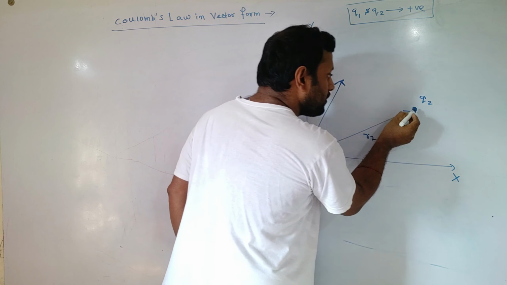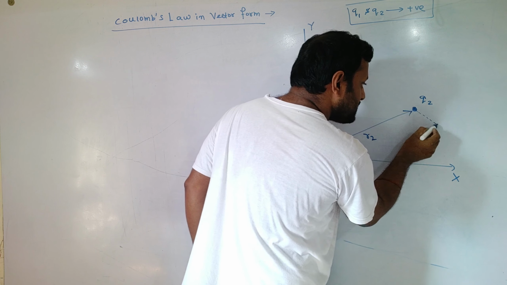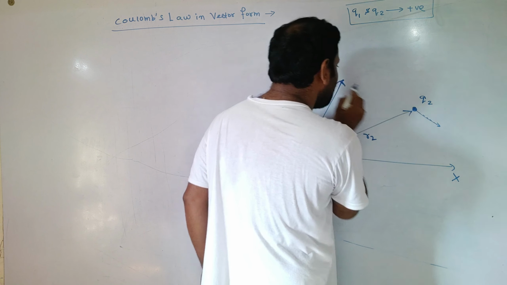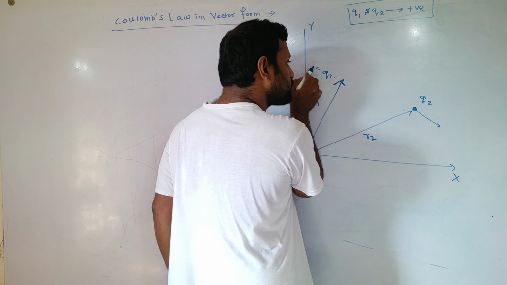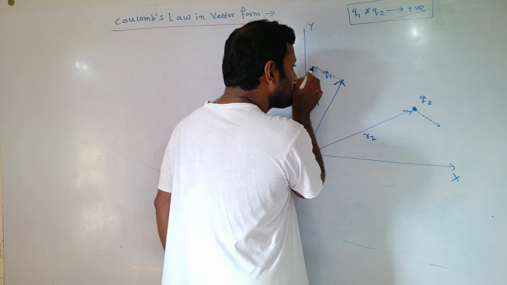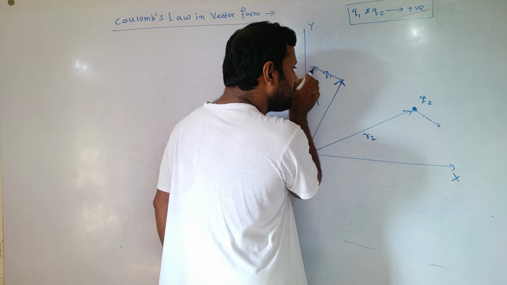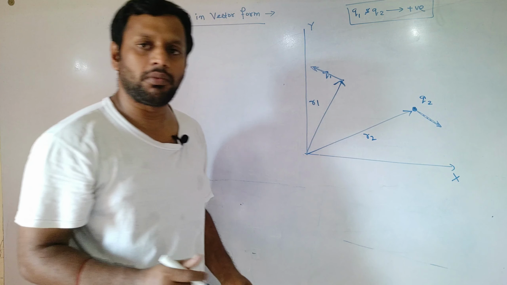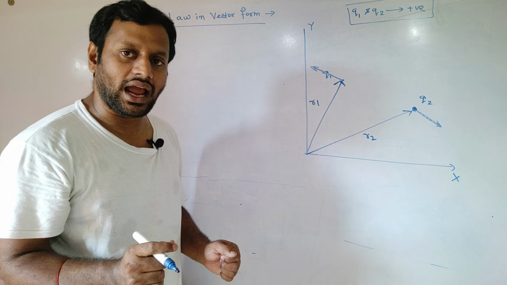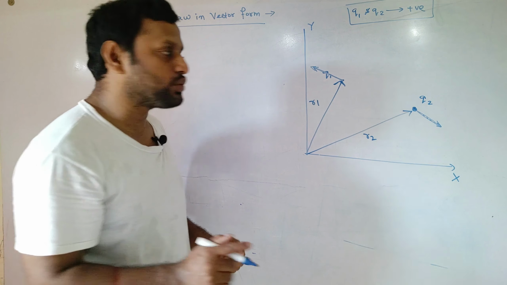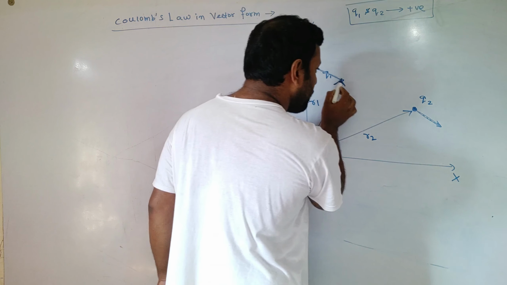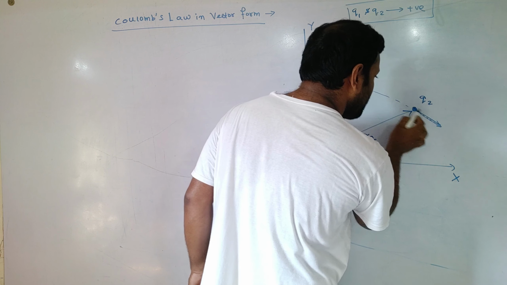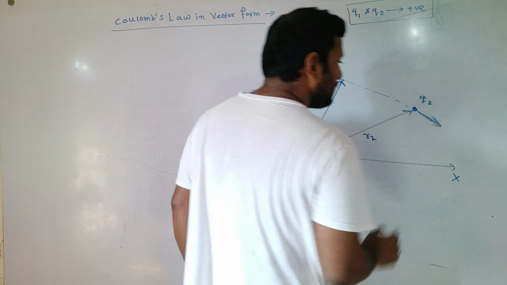So there is a repulsion, so the force will be like this. This is the force in this direction and this is the force in this direction. In the statement I have already told you the forces act along the line joining the two charges.